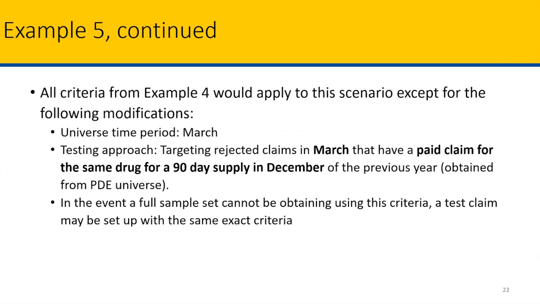All criteria from example 4 would apply to this scenario, except for a few modifications. This is a unique scenario impacting continuing member transition that was limited to the March timeframe. The universe time period would be March instead of the typical timeframe of January and February. In order to target for this root cause, target rejected claims in March that have a paid claim for the same drug for a 90-day supply in December of the previous year. The paid claim would be obtained from the PD universe.